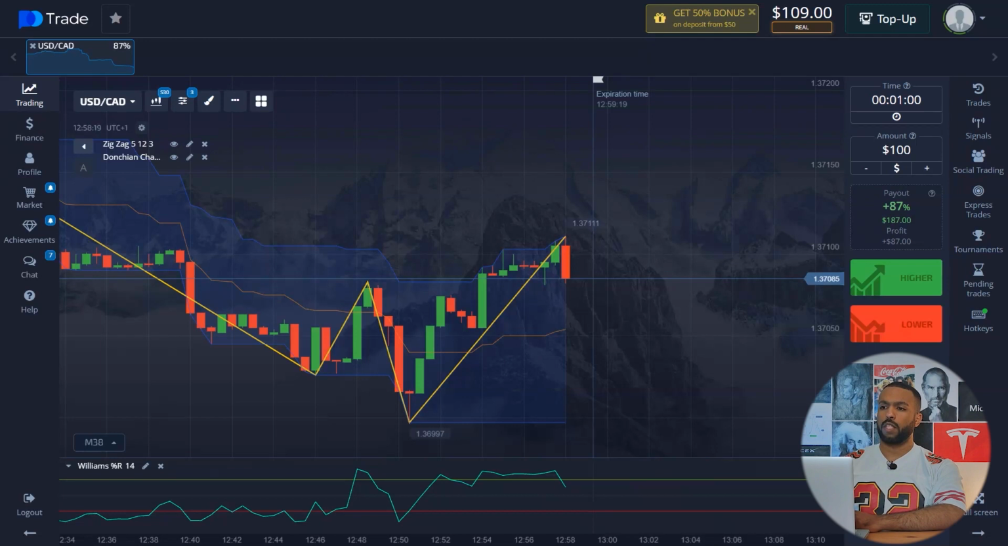So we open PocketOption and we see the price chart. I open a down trade for $100 for 1 minute.